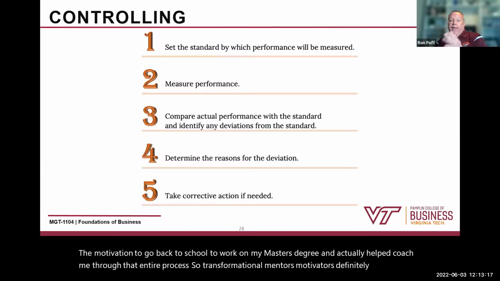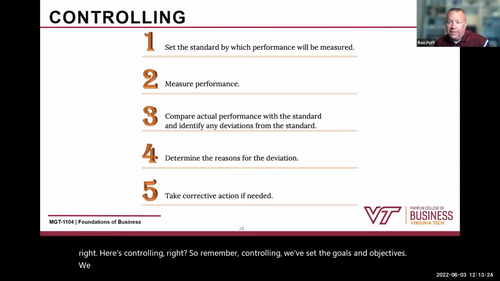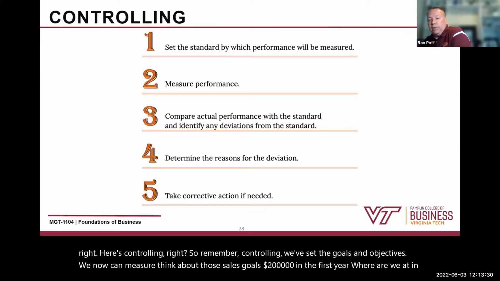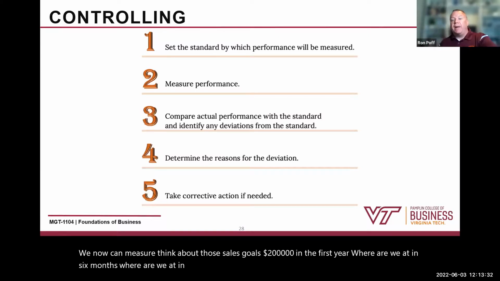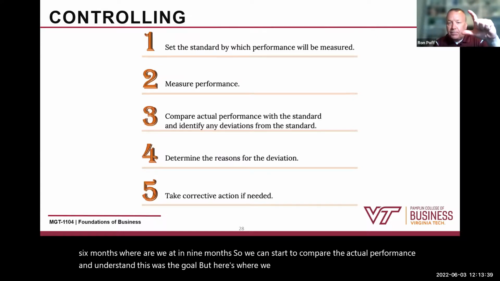All right, here's controlling. So remember, controlling, we've set the goals and objectives. We now can measure. Think about those sales goals, $200,000 in the first year. Where are we at in 6 months? Where are we at in 9 months? So we can start to compare the actual performance and understand this was the goal, but here's where we are. Why? What is causing the deviation there? What's the reason for it?